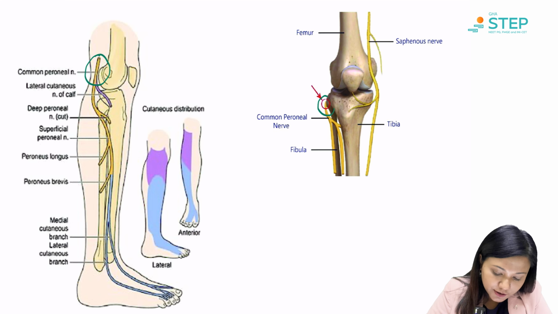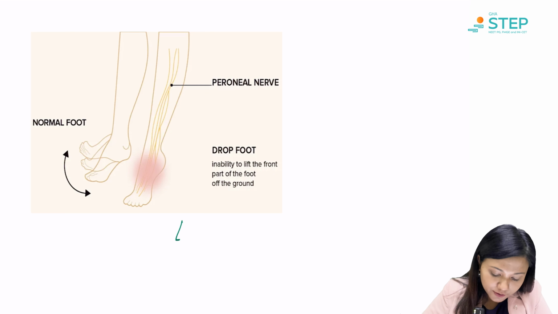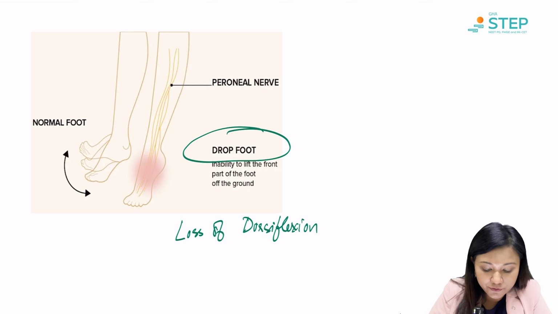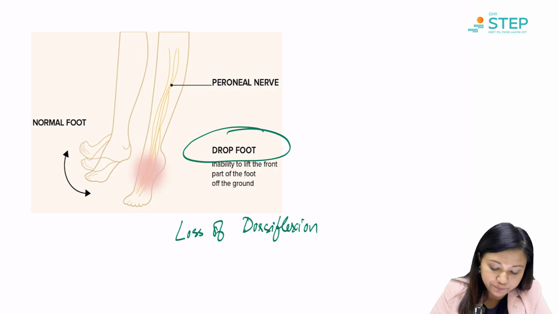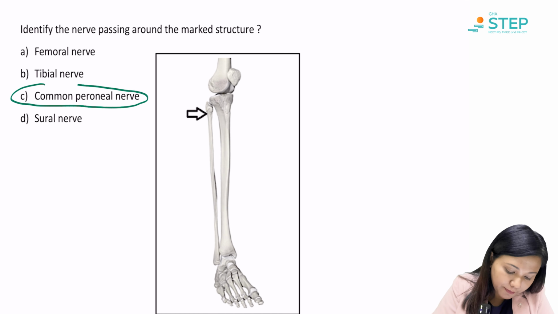So injury at the neck will lead to injury of the common peroneal nerve, and if there is injury to the common peroneal nerve or the deep peroneal nerve, then there will be loss of dorsiflexion, and that condition is known as foot drop. So inability to lift the front part of the foot off the ground is foot drop, and there will be loss of dorsiflexion mainly due to injury at the neck of the fibula, due to injury of the common peroneal or the deep peroneal nerve. So the answer here will be your common peroneal nerve.